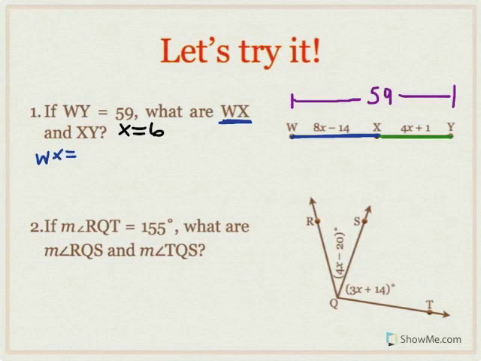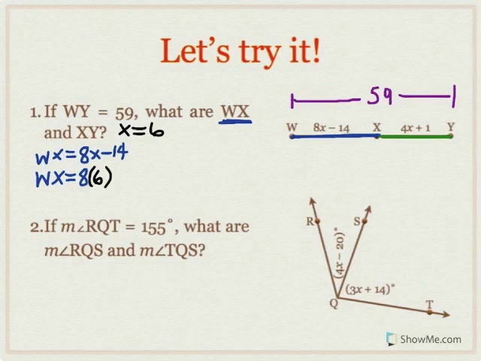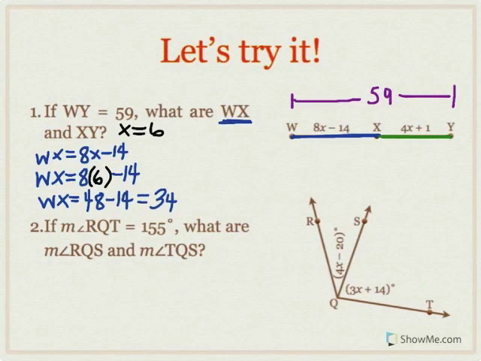We know WX is equal to 8x minus 14. Let's now substitute in what we know. Well, we just found out that x is 6. So if we do some quick arithmetic here, we get 34. So the distance from W to X is 34.